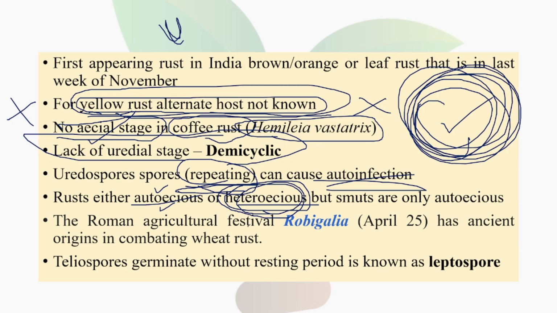Okay, the Romans created a festival, because we do study Robigalia everywhere, right? This Robigalia was actually created by the ancient Romans in order to protect their crops from the rust disease only. So at the time, people used to cultivate.